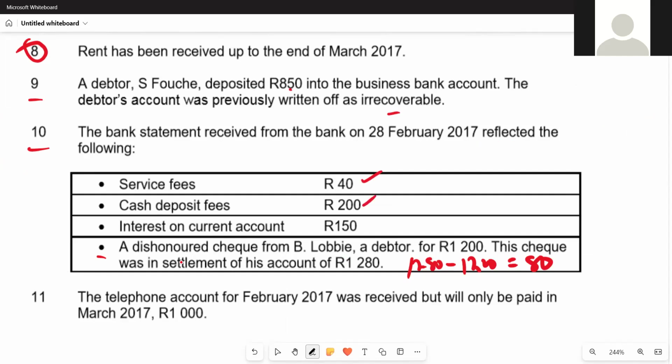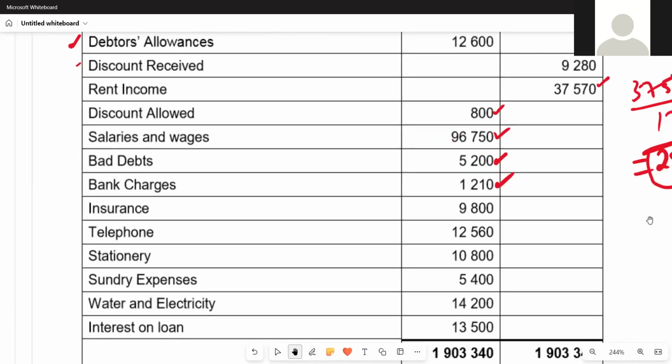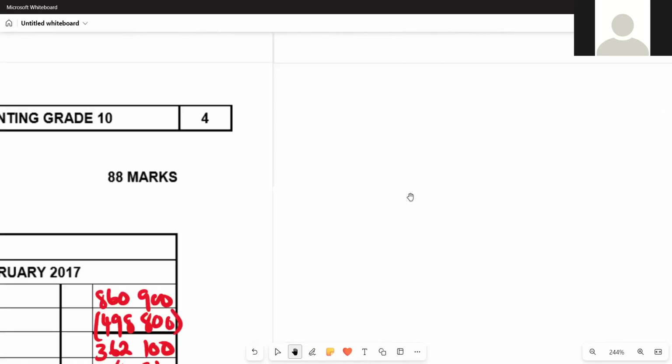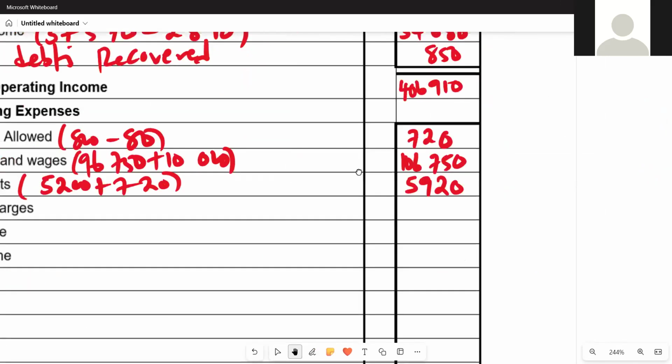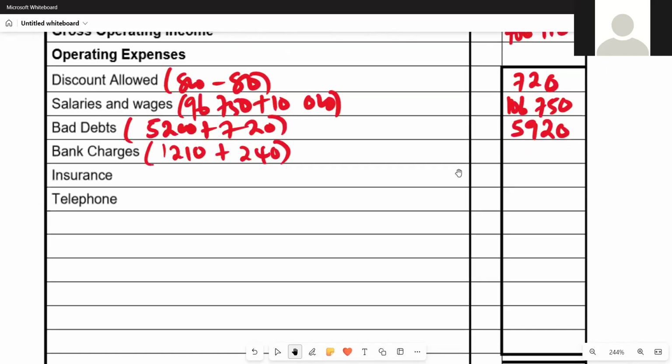So say 40 plus your 200, you get your total additional bank charges of 240. Let's just verify the one that was in the list of balances: 1,210. You add 240 to get the total for bank charges. So you come here. You are supposed to say other bank charges in brackets. You've got 1,210, and then you add your 240. Then the total that you are supposed to get there is 1,450.